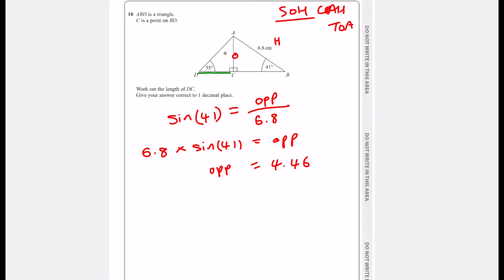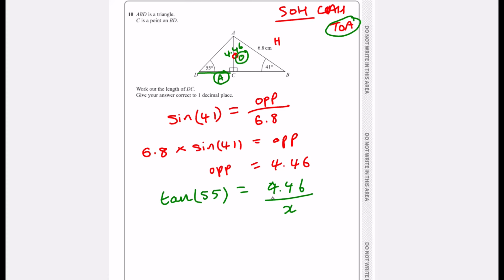So now we know that this is 4.46, and now that is the opposite. This is the adjacent, so it's TOA for the second one. Tan with the angle 55 equals O, which is our unknown. No, it's not. O is 4.46 over A, which is our unknown.